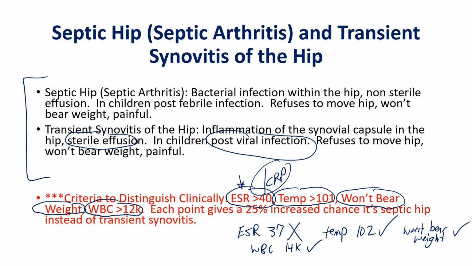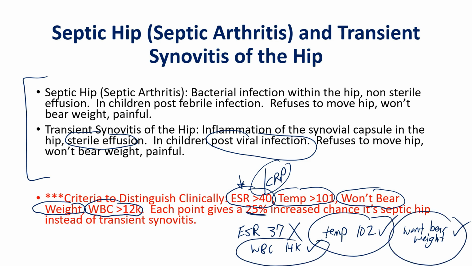So after you've gone through these 4 things, is it ESR over 40? Is it a temperature over 101 or 101.2, somewhere in there? Will the patient bear weight, and is the WBC count or leukocyte count greater than 12,000? Each point that you've checked yes to, it meets that criteria, equals 25% increased chance, about.